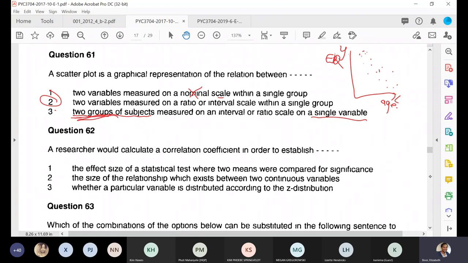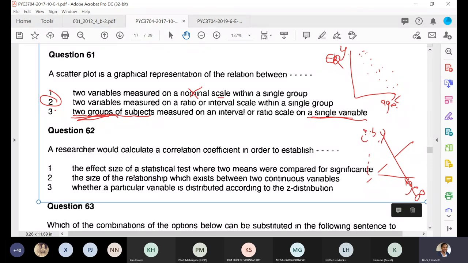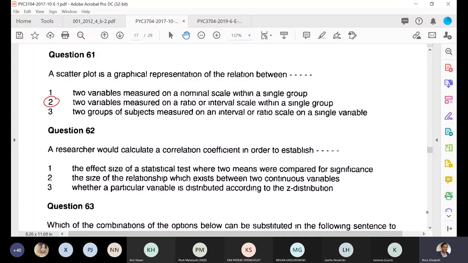Because this says it comes from two groups using a single variable. So it means you want to see how age and age are doing because there are two groups, age nine and age eight. It will not make sense to do that, because what are you trying to achieve with that? Nothing, you can't do that. So it has to be option number two, because it comes from a single group but using two variables. That is very important. And the data needs to be numerical. This is categorical.